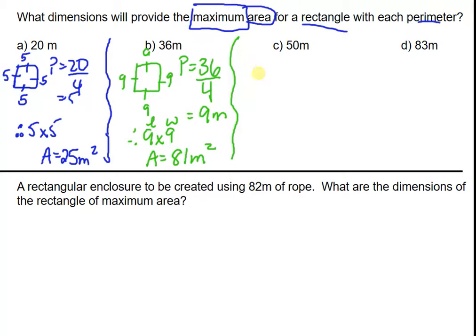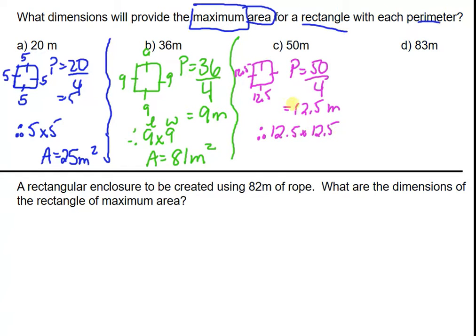Okay, 50. So again, perimeter equals 50. Now, if we divide that by 4, we get 12.5 meters. So each side length is 12.5. That means the dimensions are going to be 12.5 by 12.5. Again, in order to maximize the area of a rectangle, we need to make a square. And if we wanted to find the area, we just do 12.5 times 12.5, just the length times the width, and we get 156.25.